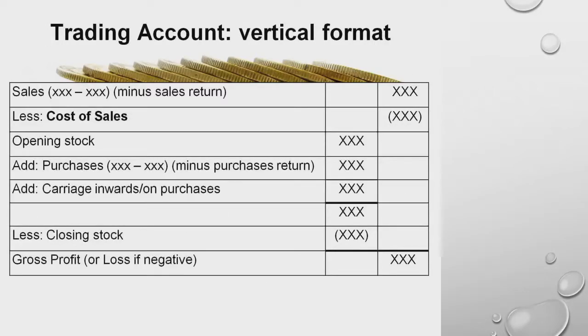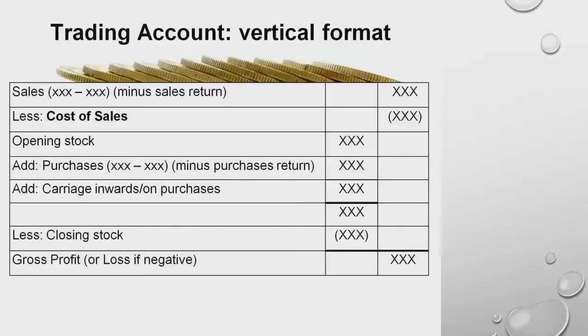Or when you want to determine the gross profit of the business using a vertical format, you can start with sales minus sales returns, less cost of sales. How do we get cost of sales? By taking opening stock plus purchases plus carriage inward on purchases. Then we get our cost of sales in brackets, because anything that you are going to subtract from any amount in accounting, you put in brackets so that you know that you are subtracting it from somewhere. Then you take your sales minus cost of sales, then you get your gross profit.